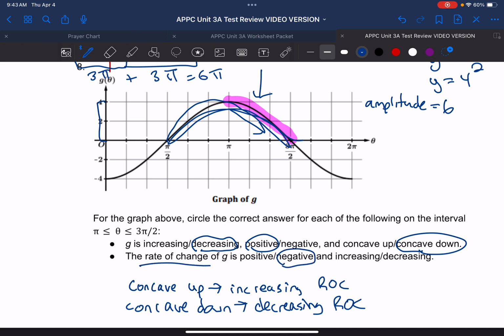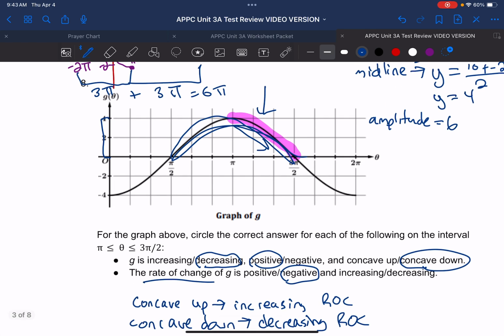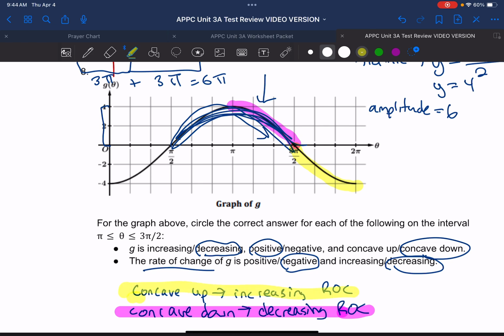The rate of change here is what's important. And here, my rate of change is decreasing. I've got a decreasing rate of change because I am concave down once again. So that is the important one on this one. If I was concave up, say from this gold part here, so from 3 pi over 2 to 2 pi, that is decreasing at an increasing rate. Like I have an increasing rate of change there because I'm concave up like a cup.